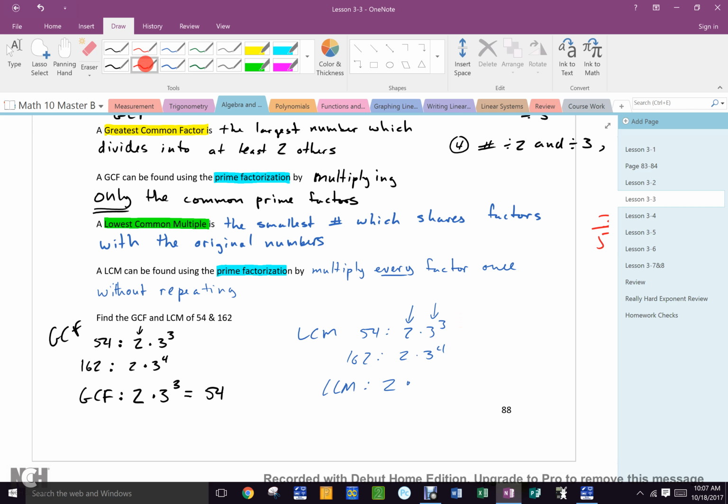Maybe it will help if I write it out here. 2 times 3 times 3 times 3. 2 times 3 times 3 times 3 times 3. How many 3's do I need to make sure I count every 3 once? 4. Because there's 1 3 there, a second 3 there, a third 3 there, and I got to count this fourth 3 because I got to count everything once. So this is 3 to the 4th, which equals 162.